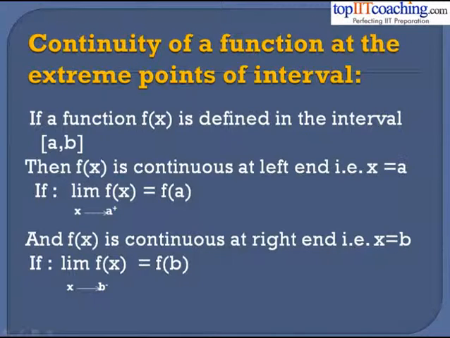So for checking the continuity of a function at the extreme points, for the point a, we check the right hand limit, and if it is equal to f(a), then it is continuous at the left end. And for the right end, we check the left hand limit, and if it is equal to the value of f(b), then we say that f(x) is continuous at the right end, which is x equal to b.